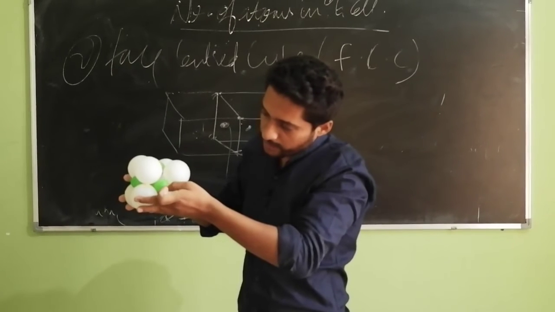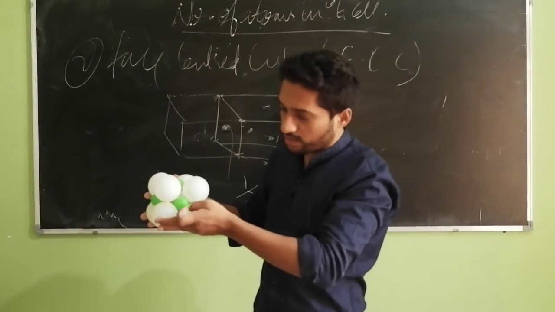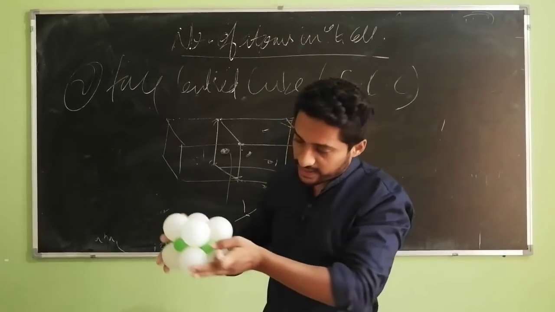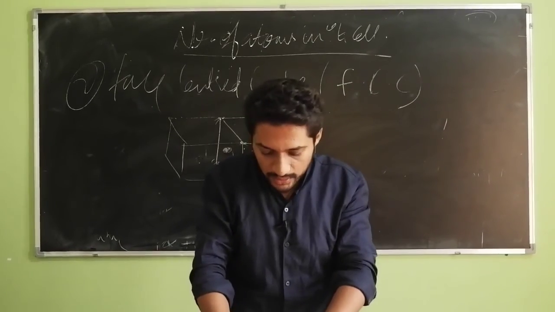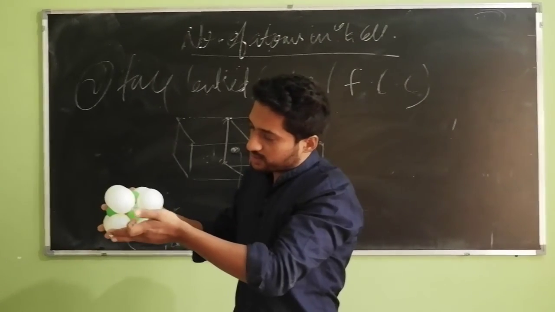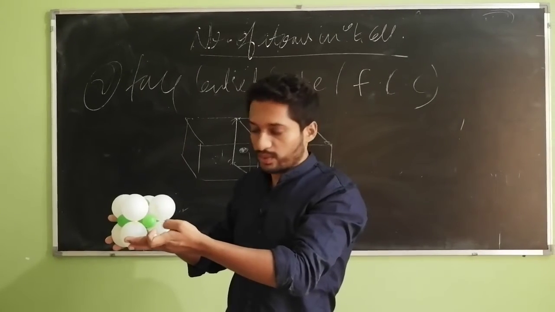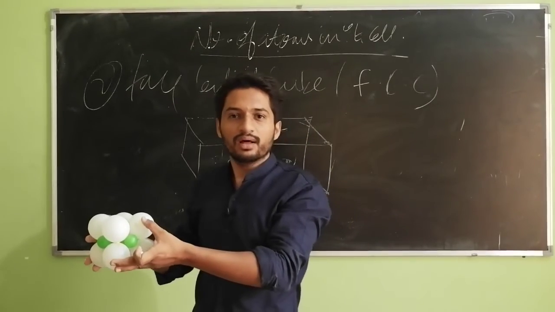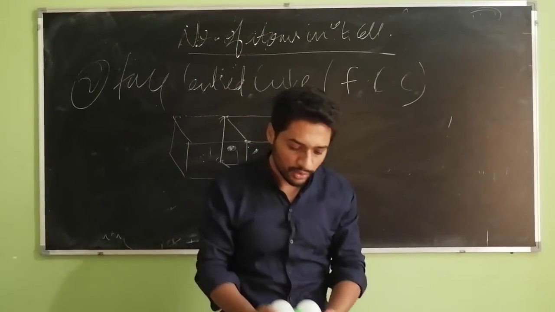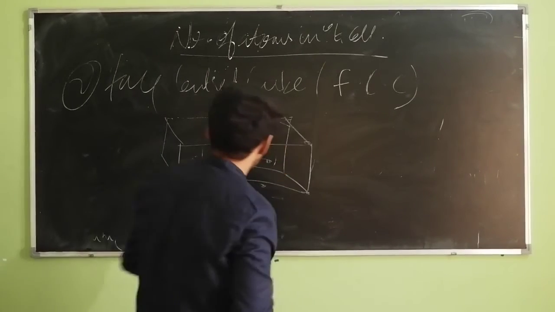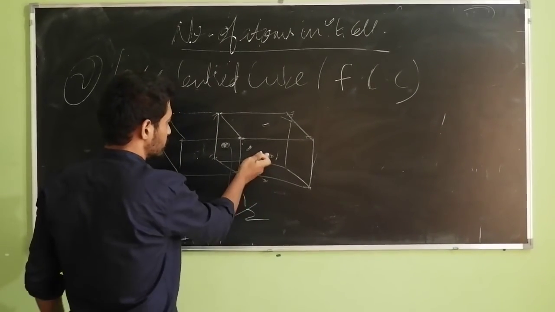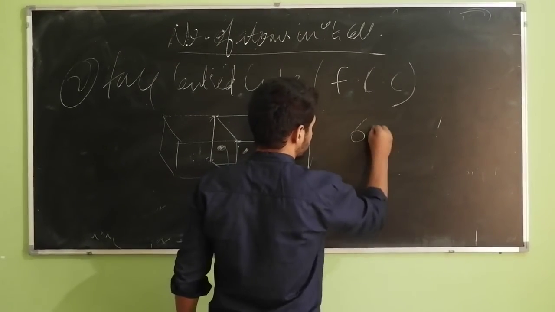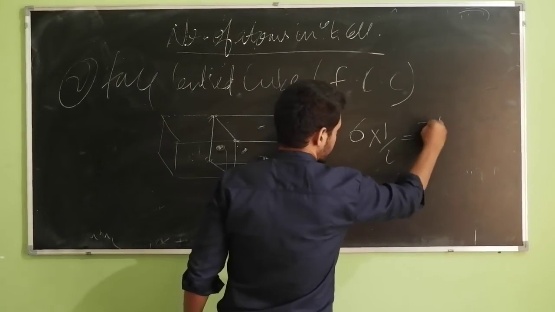At the corners you see the white ones, and then the face-centered atoms on each face. These atoms are being shared, since there is one more unit cell out there sharing this face center. So each cubic unit cell gets half, the contribution is half. How many faces do I have? 1, 2, 3, 4, 5, 6. So 6 faces into half contribution gives me 3 atoms.